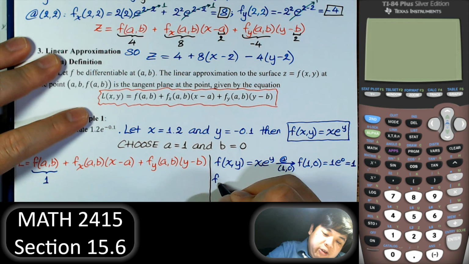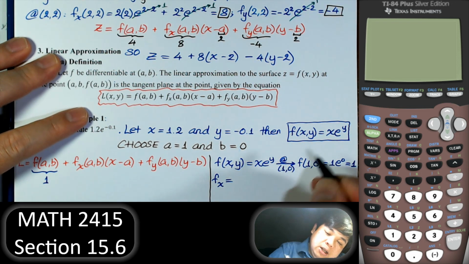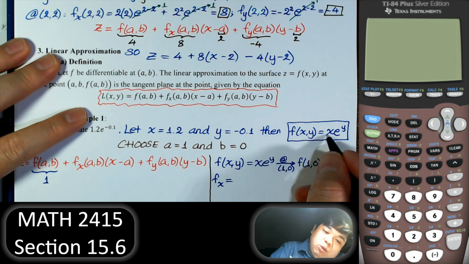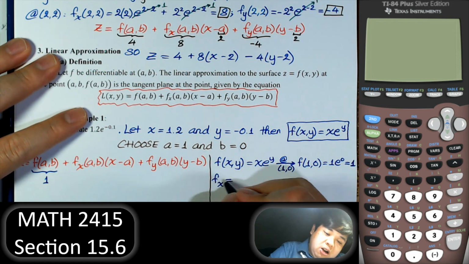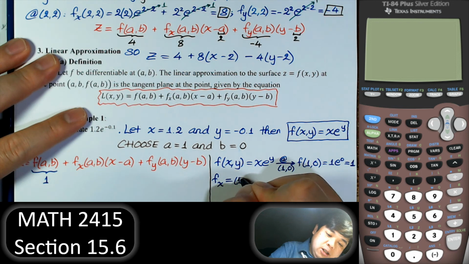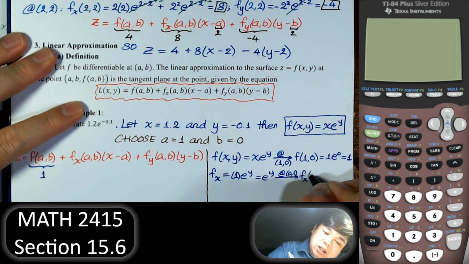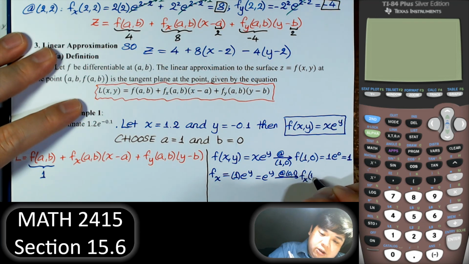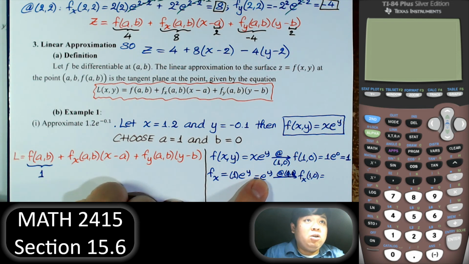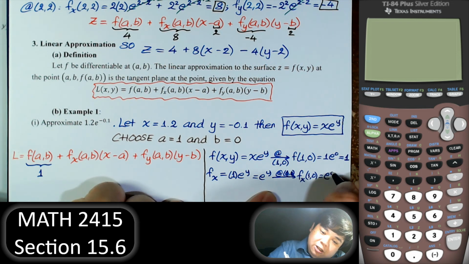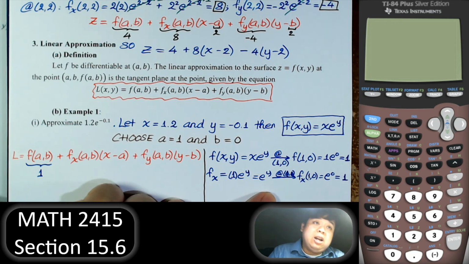Next, partial derivative with respect to x. Derivative with respect to x of x is 1, e to the y is constant, so we just have 1 times e to the y, or just e to the y. Now evaluate the derivative with respect to x at 1 and 0. I'm just going to put 0 in for y because there's no x. So that is 1.